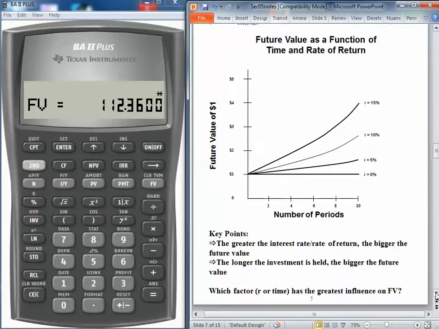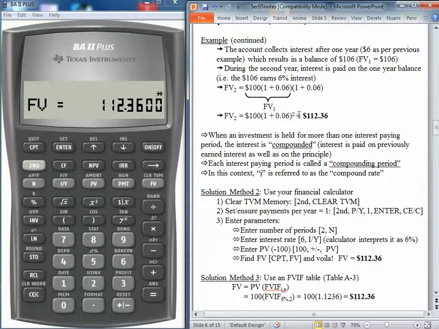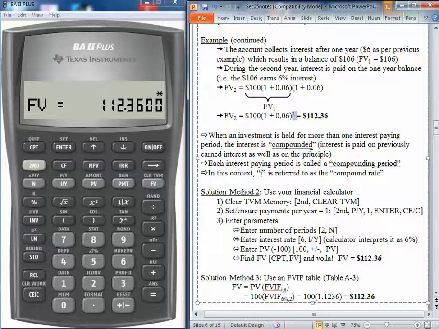It's that idea that I'm getting interest on my interest after the first compounding period. So the key points here: the greater the interest rate, the bigger the return, the bigger the future value. The longer the investment is held, also the bigger the future value. There's a direct relationship between both of those. Now, an important but subtle point is which factor, return or time, has the greatest influence on the future value. To understand this, we need to go back to the present value, future value equation. And we can see here that time is in the exponent.